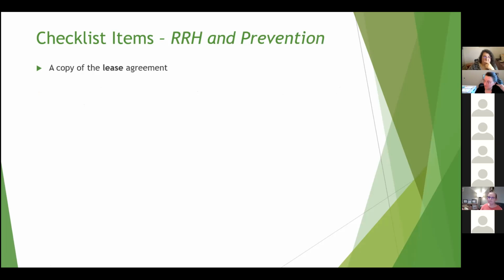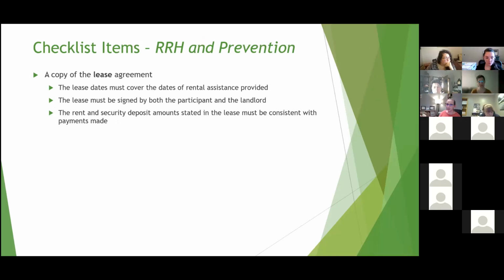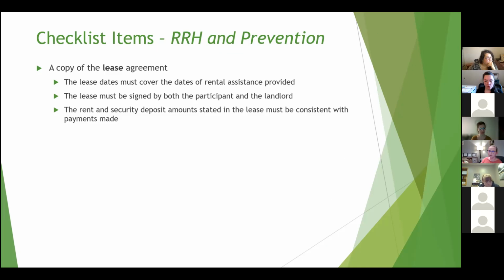All right, next is a copy of the lease agreement. A few things there. The lease dates need to cover the dates of rental assistance provided. This usually comes into play in prevention programs where maybe the rent arrears are from months in the past, and they provide a lease that's new. So you're just making sure that the lease in the file covers the dates of rental assistance that you're paying. If the rental arrears is from 6 months ago, you need the lease from 6 months ago.